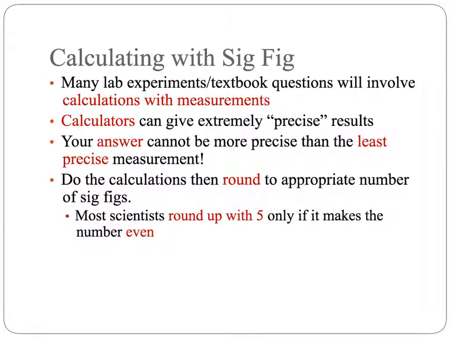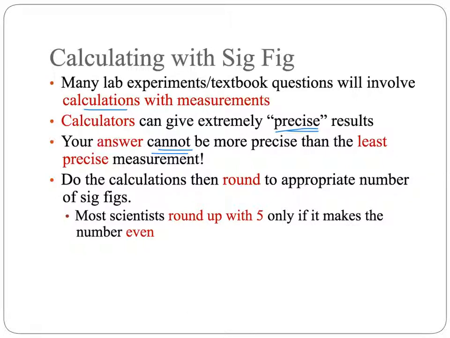So when you are working in your lab experiments or the questions you have to answer in the textbook, you're going to be asked to do calculations, and you need to express the answers to your calculations in significant figures. Most of us are going to be using calculators, either scientific calculators or the calculator on your phone. And these can give you very precise results, to very, very many decimal places. But your answer cannot be more precise than your least precise measurement, so you need to be careful to express your answer with the proper number of significant figures.